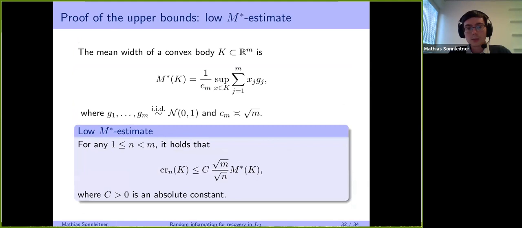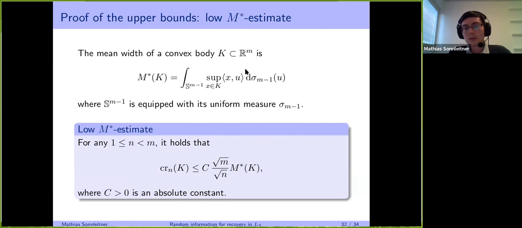So maybe it's similar here. The low M star estimate says that the random Gelfand widths are bounded by such a factor, and then this average, namely the M star of K, the mean width. Let me jump back. This is the average in some sense. Okay. Yeah. So one has concentration of measure here.